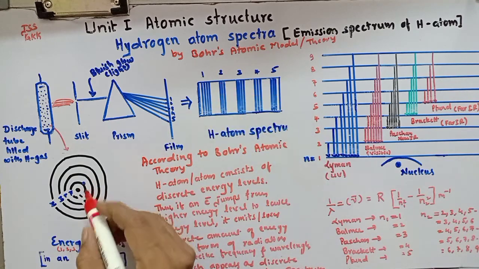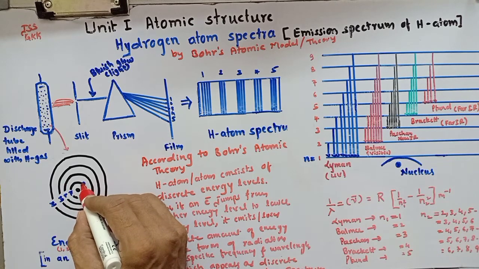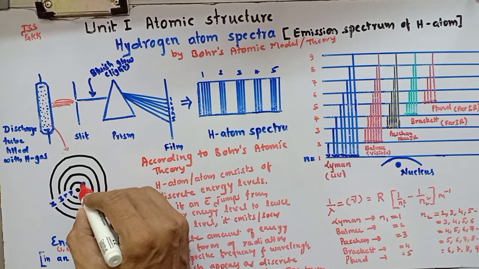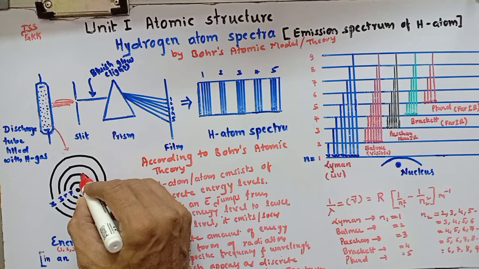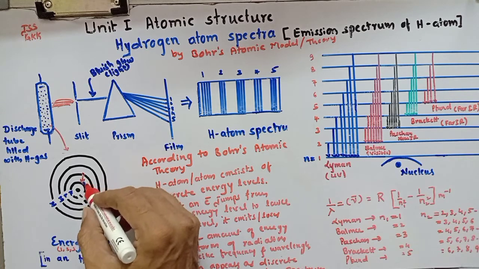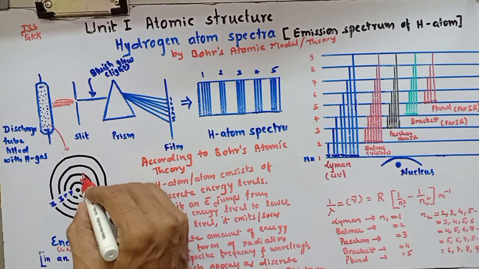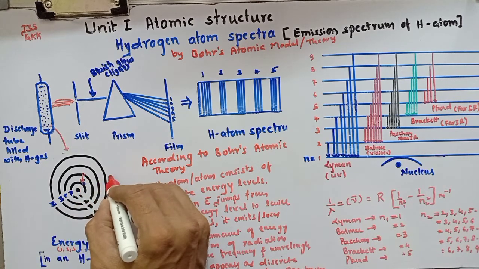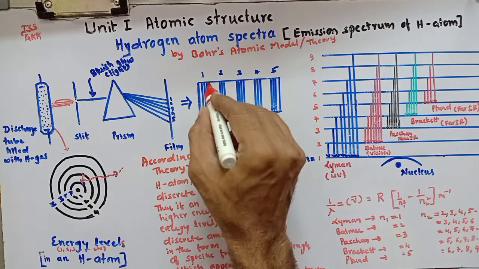For example, when energy is supplied to a hydrogen atom, the electron which is present in the ground state energy level is shifted to the second energy level. Now when the electron jumps from the second energy level to the first energy level, it will emit radiation, or it will lose energy in the form of radiation, which is equal to the difference between these two energy levels. So therefore a fixed amount of energy is liberated here, and that will appear in the form of a spectral line.